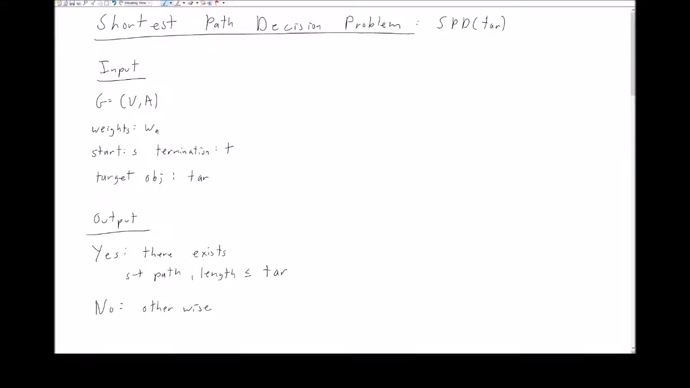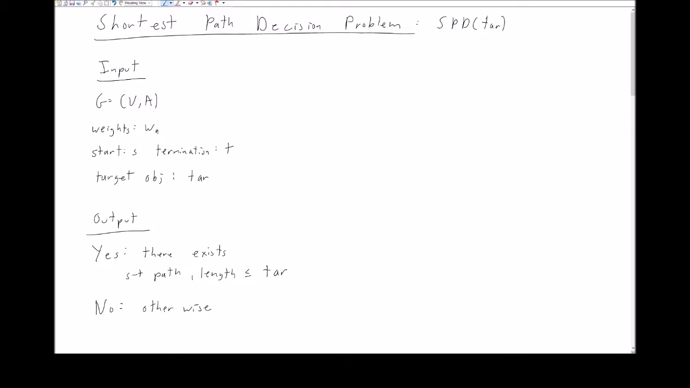We're going to begin talking about hard problems. And in order to do that, we have to introduce the idea of a decision problem. The reason why is that usually when we talk about hardness, we talk about the hardness of a decision problem. We're going to introduce decision problems in the context of the shortest path problem. So we'll introduce the decision version of the shortest path problem.